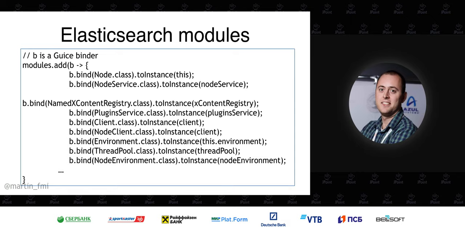This is just an excerpt of how during startup of Elasticsearch, we bind the different kinds of modules using Google Guice. Here we can see some core modules, like, for example, the plugin service, which allows us to manage the various plugins that we install and use in Elasticsearch. We have the node service, which provides management for the various nodes of the Elasticsearch cluster. We also have modules that provide the different thread pools that Elasticsearch uses, and a number of others. All of those are bound during startup of Elasticsearch.